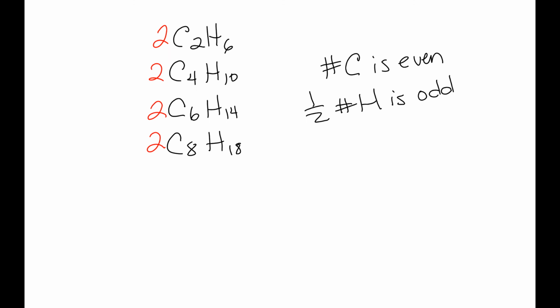Otherwise, you're going to have to do what we just did in that last example, where you're going to have an odd number of oxygen and you're going to have to double it anyway. So it's really just kind of easier putting the 2 in the front first.